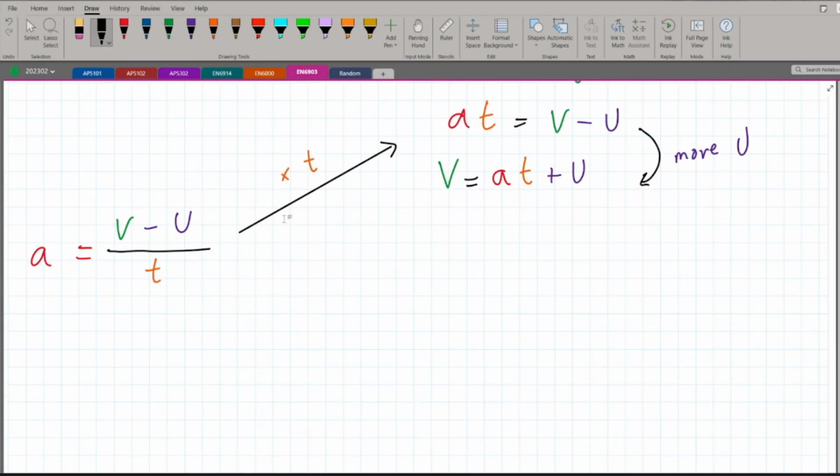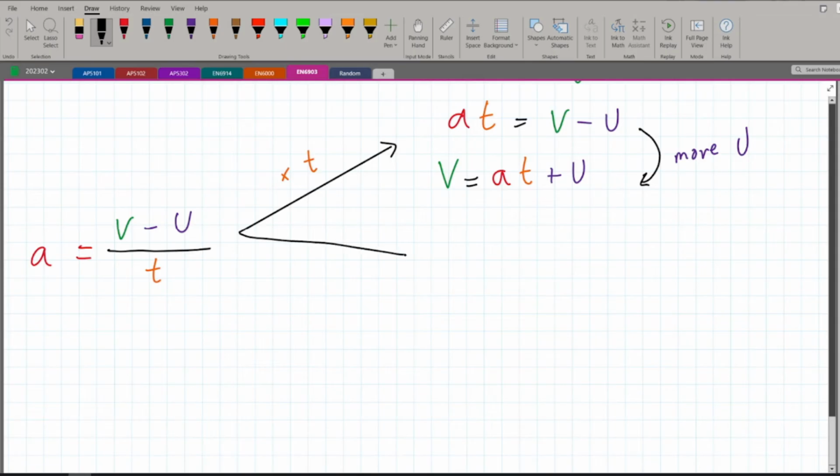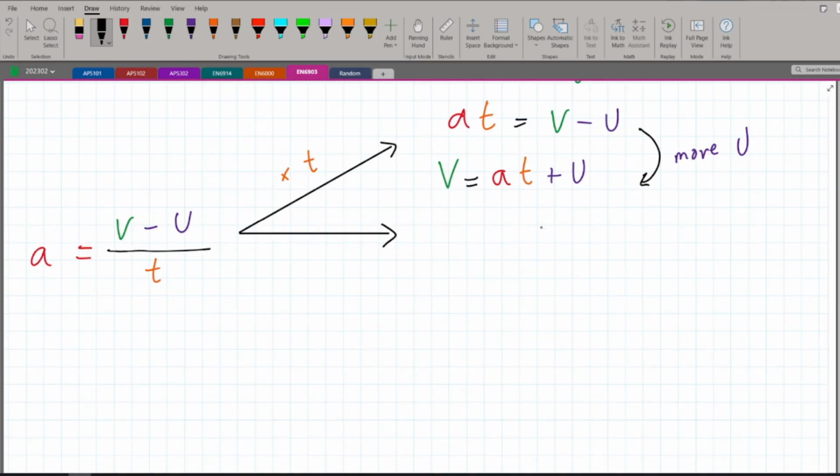Moving on to another way. Let's look at another way we can rearrange this equation. We can simply move around the v and the u. So let's try to find this in terms of t, for example. If we want to find it in terms of t, all we're going to do is multiply by time at first, and then divide by acceleration on both sides. That's what we are going to do.